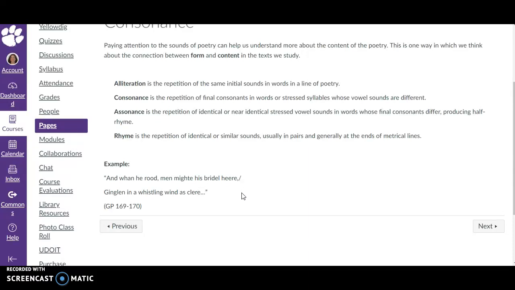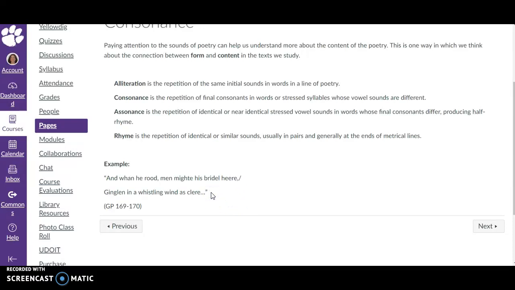But how can the sound help us learn a little bit more about that? Well, listen one more time and see if you can spot the assonance in this line, which is the repetition of those vowel sounds that maybe aren't a part of true rhyme, so same vowel sounds but different consonant sounds. So here we go. "And when he rode, men might his bridle hear, jingling in a whistling wind as clear."